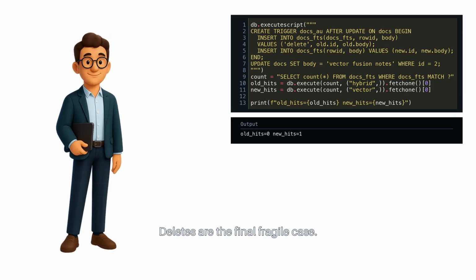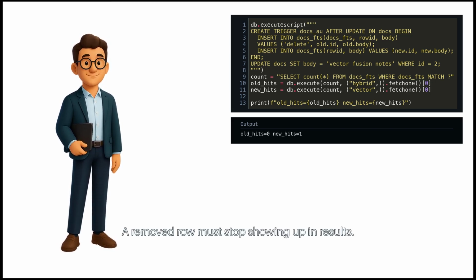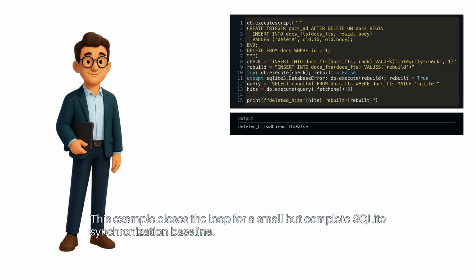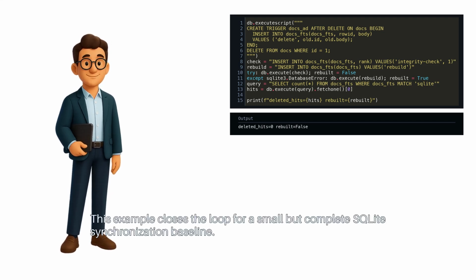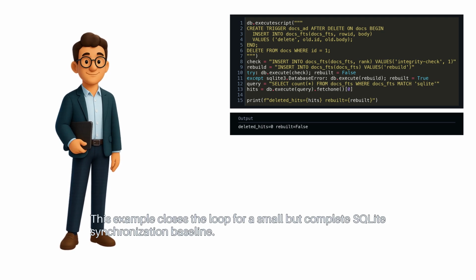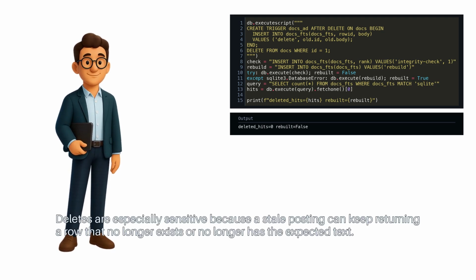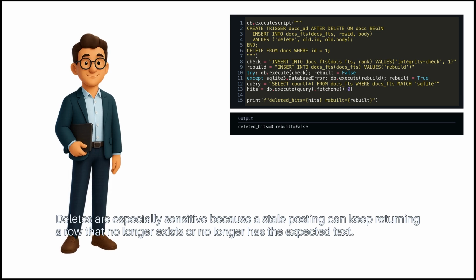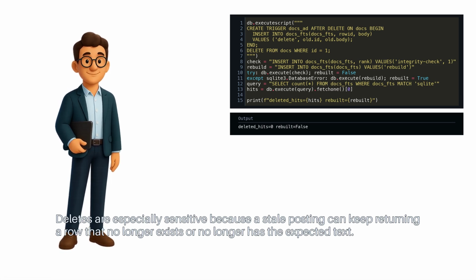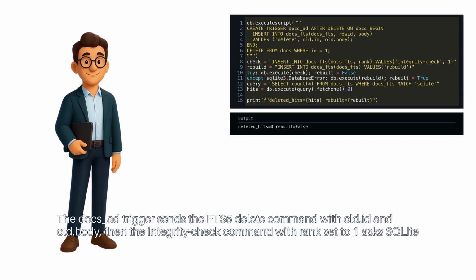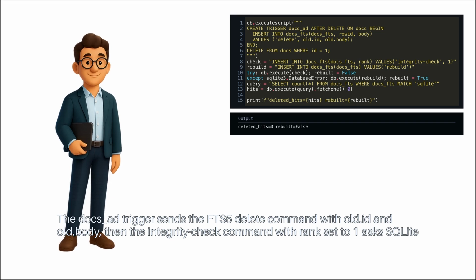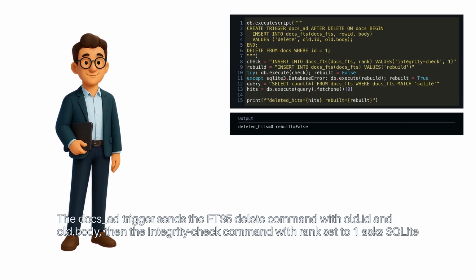Deletes are the final fragile case. A removed row must stop showing up in results. This example closes the loop for a small but complete SQLite synchronization baseline. Deletes are especially sensitive because a stale posting can keep returning a row that no longer exists or no longer has the expected text. The docs_ad trigger sends the FTS5 delete command with old ID and old body.